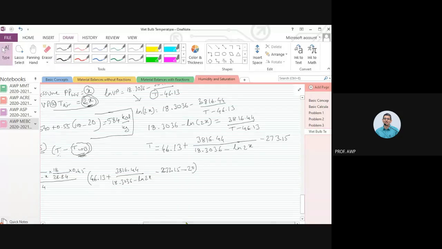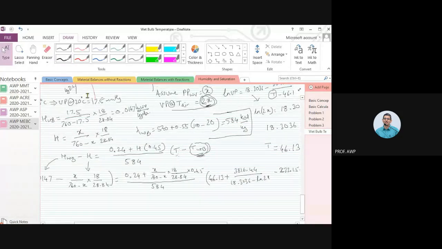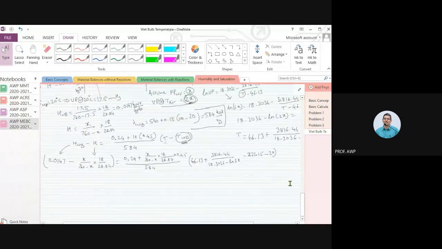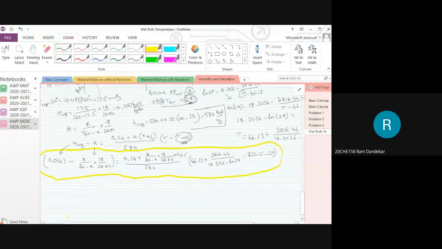We get this huge mammoth equation. Is that what you got? Yes, sir. Now, what is the answer? No, sir. That equation I couldn't solve.